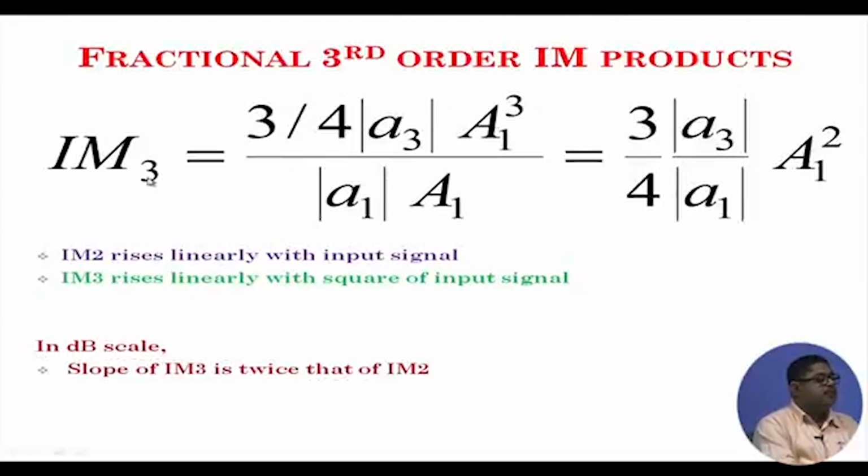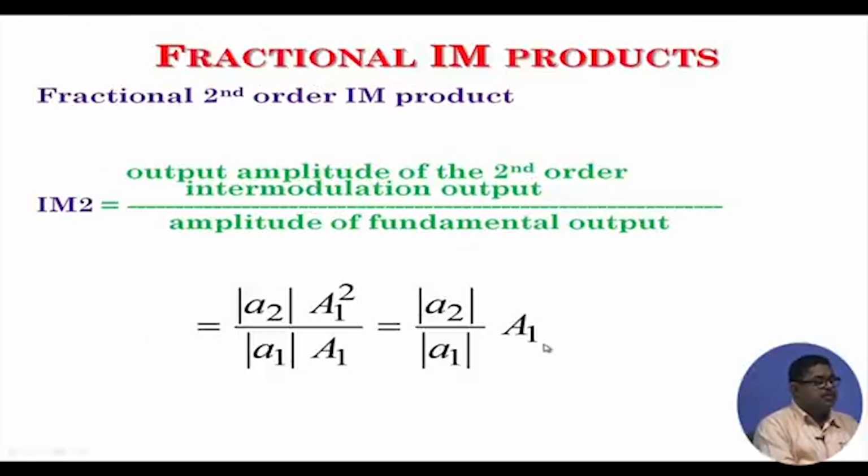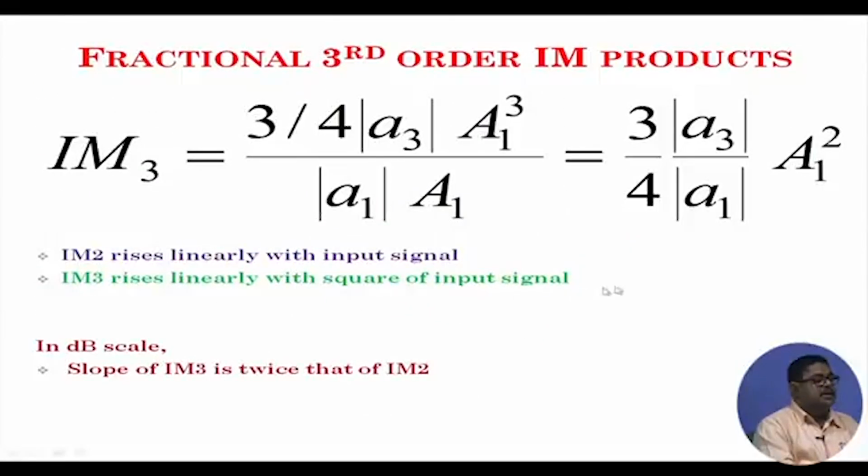Now, fractional third order IM products, IM product is this and the fundamental one is this. So, it is A 1 square. So, I can say IM 2, just before what we have seen, intermodulation second order intermodulation product fractional part rises linearly with input signal, because previous one we have seen that it is simply proportional to A 1. These are constant, system constant, but IM 3 rises linearly with square of input signal. So, that is the thing. Now, if I convert this same thing to dB scale, slope of IM3 is twice that of IM2. Because of this A1 square, I can say that slope of IM3 is twice that of IM2.